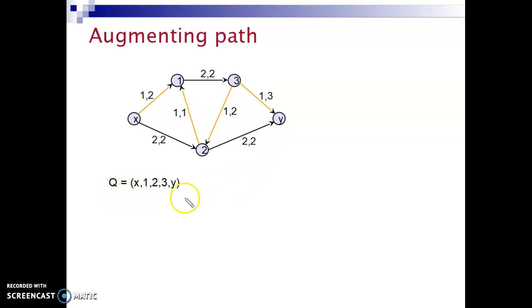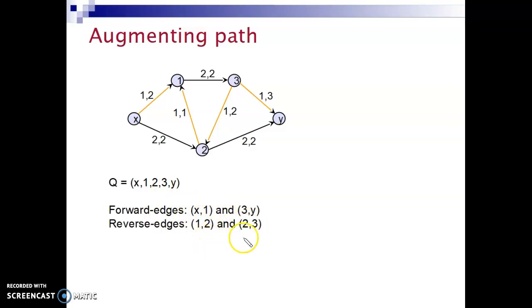So our path is again X, 1, 2, 3, Y. The forward edges are (X, 1) and (3, Y). The reverse edges are (1, 2) and (2, 3).